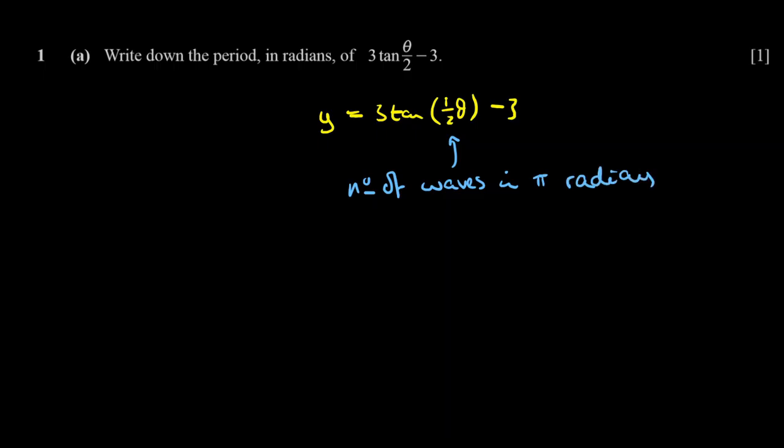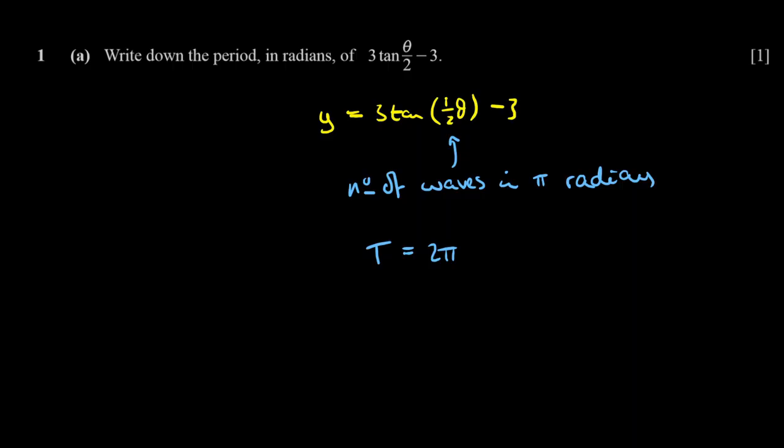Now, of course, if we've got half a wave in pi radians, then one wave is going to be equal to 2 pi radians. Let me just say that again. If half a wave exists within pi radians, then one full wave is going to take up 2 pi radians. And that's what we refer to as the period of the wave. The period of the wave here is going to be 2 pi.